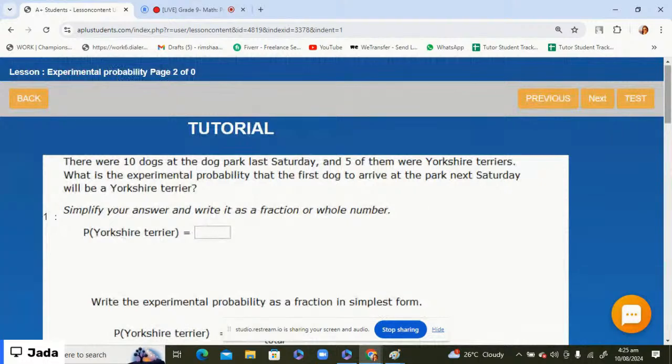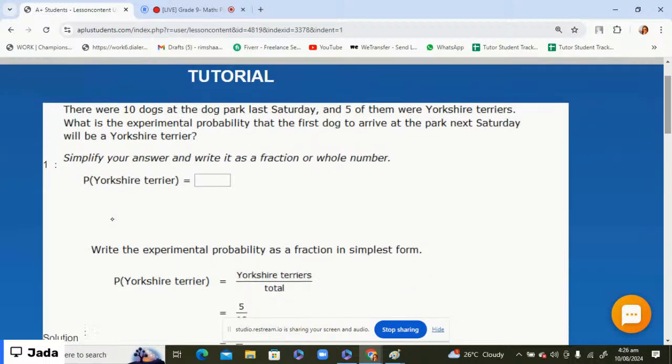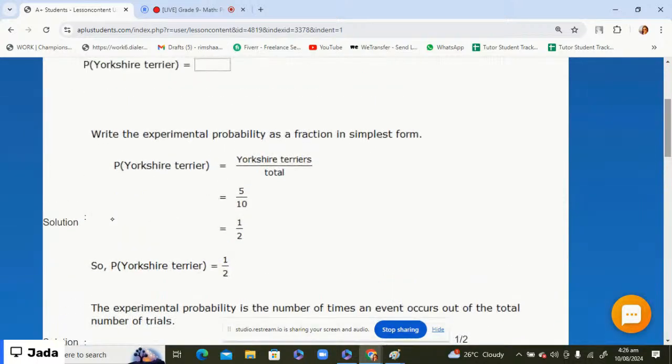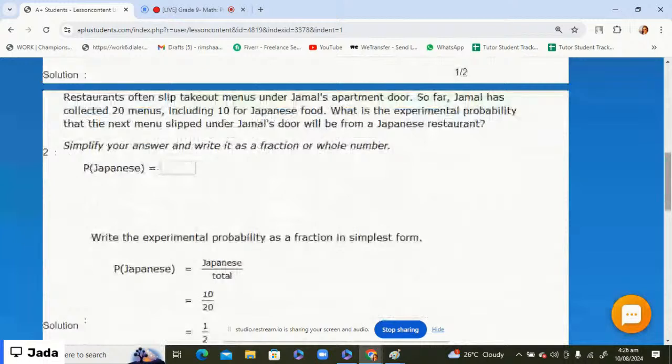Just simply, this is the way to solve. Everyone, tell me how to solve it. No one? So 5 out of 10. So this is the same as 1 by 2. Okay. Alright, just check it out. The next question. Let's move on.